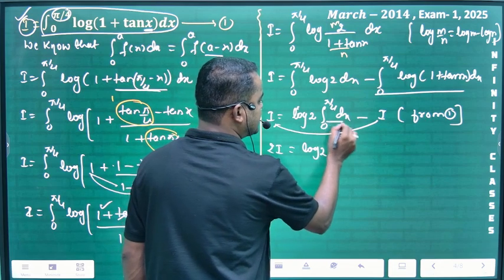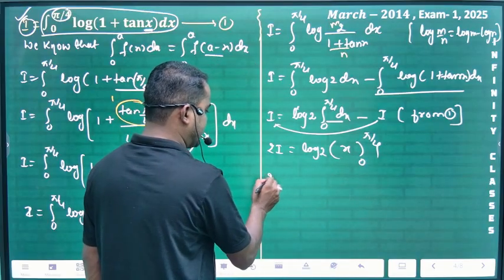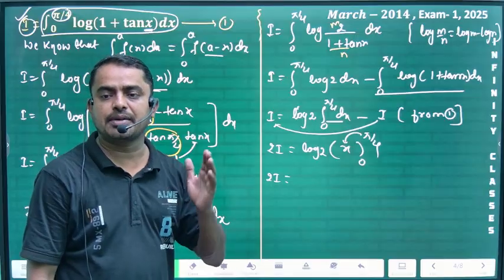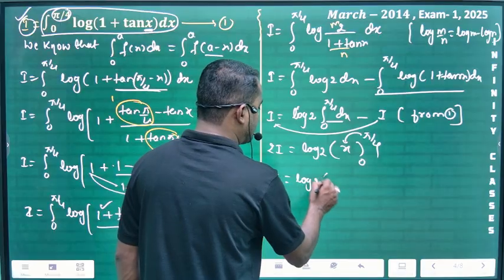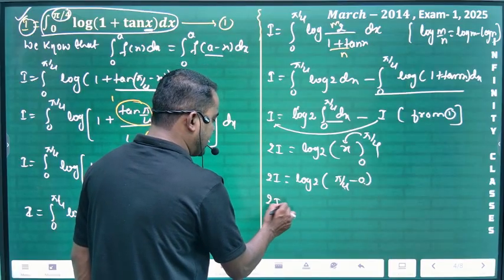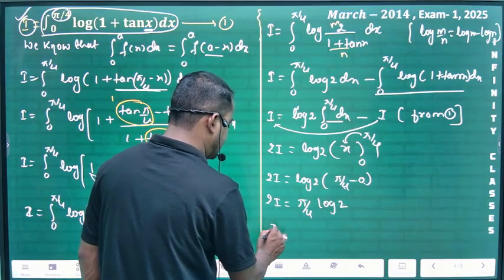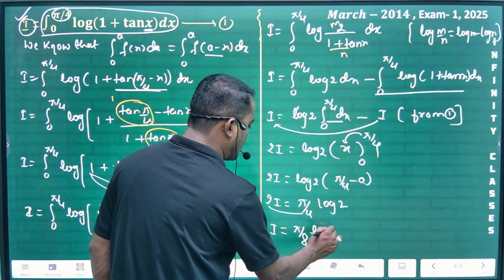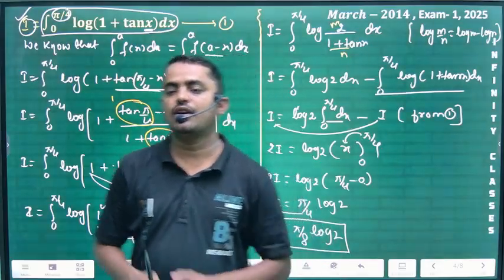times the integration of dx, which will be x between the limits 0 to 5π/4. Then 2I is equal to the upper limit first, that is 5π/4 after integration, minus the lower limit, log 2 times (5π/4 minus 0). Then 2I is equal to 5π/4 log 2, then I is equal to 5π/8 log 2.